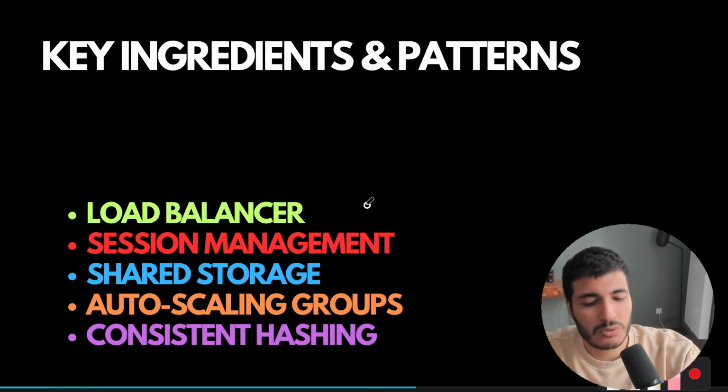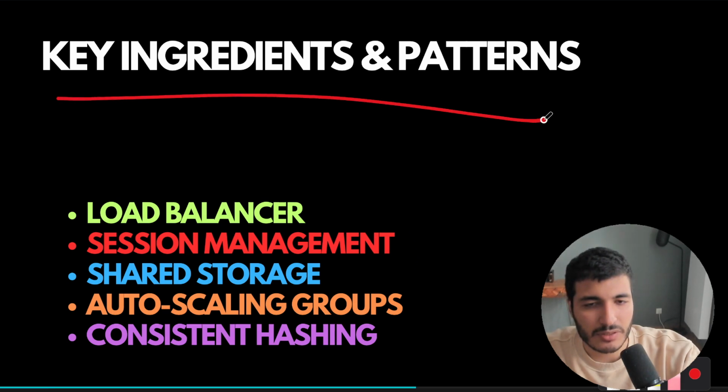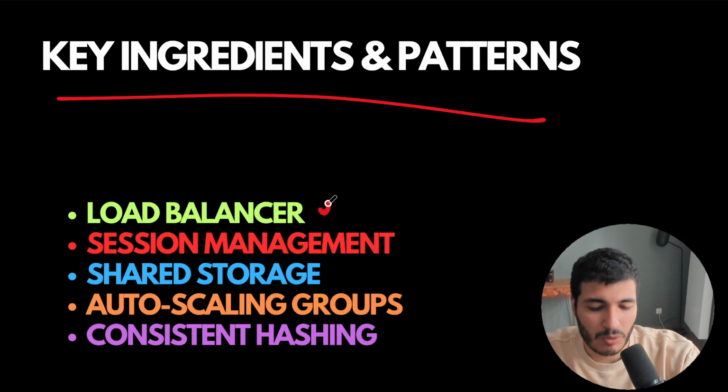Next, we want to talk about key ingredients and patterns. The first thing is load balancers. The load balancer will distribute all the incoming requests. You can think about Nginx, L7, or AWS ALB to distribute all the requests. Next, we have session management, which basically means storing sessions in Redis or using JWT tokens to keep nodes stateless. And I guess we need to create a video about session management in distributed systems.